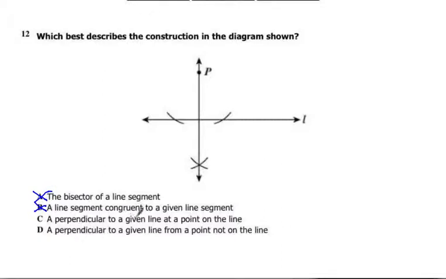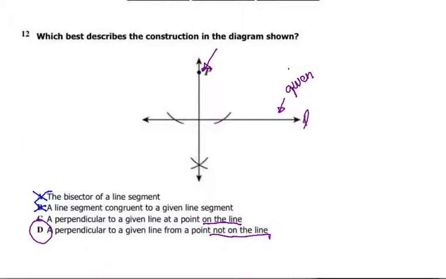Perpendicular to a given line at a point on the line, or from a point not on the line? So the point that we're given, is it on the line that's given, or is it off the line that's given? Remember, our given line is L. Point P is not on L. Point P is off the line, so it's going to be from a point not on the line. So it should be D.